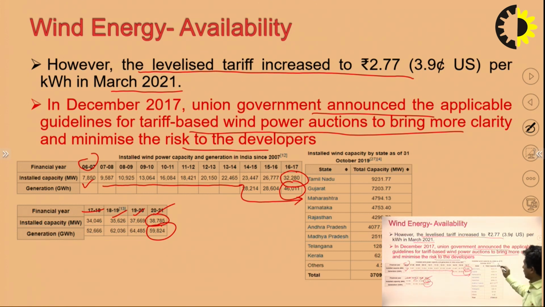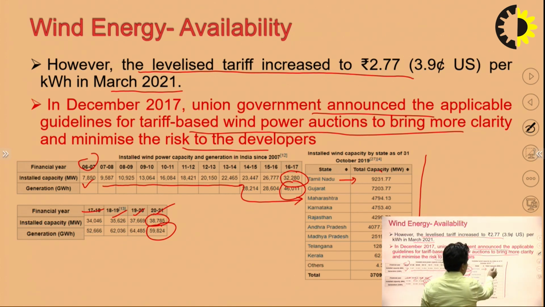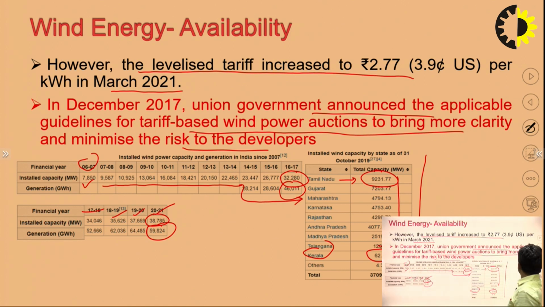And that is the state-wise division, because in India we have different states, and based on their availability of wind and the generation of wind energy we can classify it, like Tamil Nadu 9,000 approximate and Kerala you can say 62.5. So this is the state-wise energy generation of the wind.